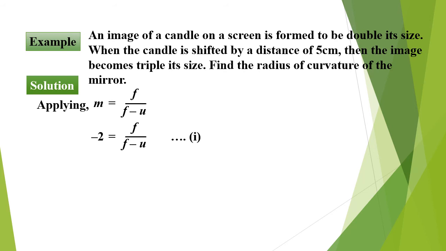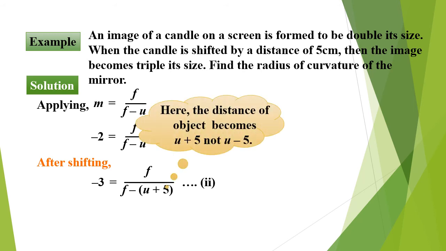That is equation 1. So after shifting, minus 3 is equal to f divided by f minus u plus 5. That is equation 2. You need to remember here distance of object becomes u plus 5, not u minus 5.